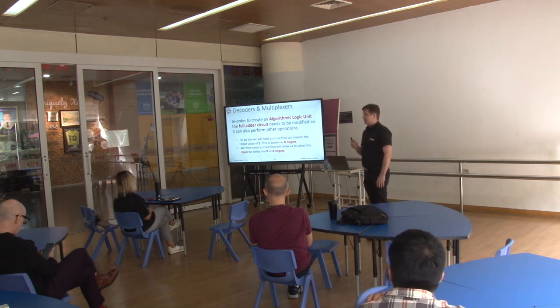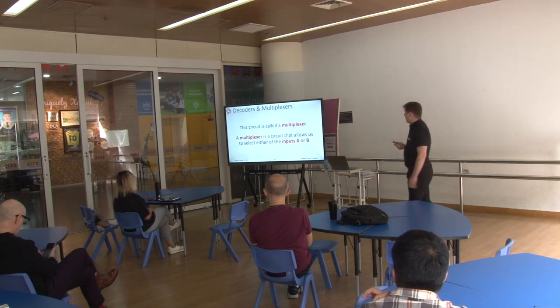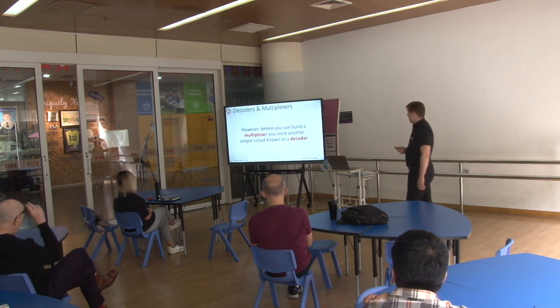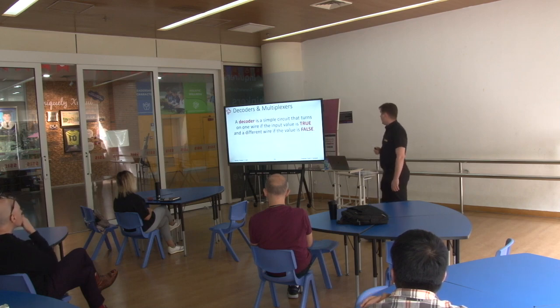So we need two circuits in order to modify our full adder. Now this circuit is called a multiplexer. And a multiplexer basically allows us to select either the inputs of A or B. But in order to build a multiplexer, we need a circuit called a decoder. So we're going to start with how to build a decoder.